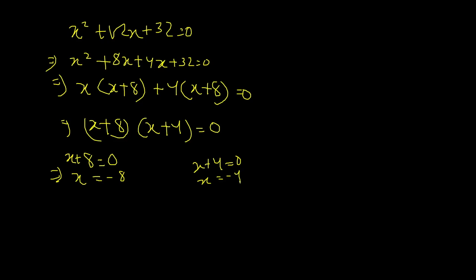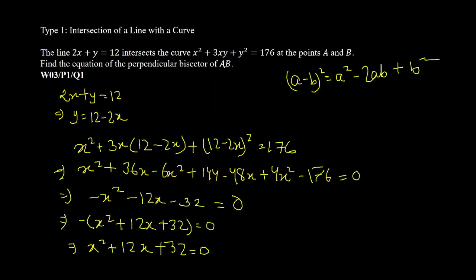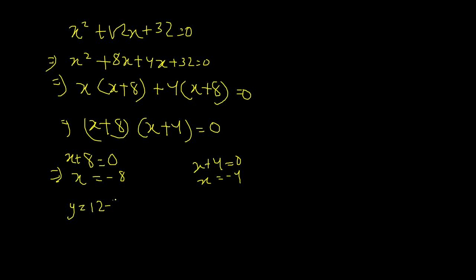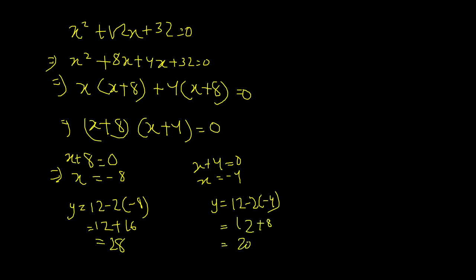and then to find the value of y in this case, because we need the coordinates of A and B, because it says here to find the perpendicular bisector of AB, which means that we have a certain line, the two intersection points will actually form a line, and we have to find the perpendicular bisector's equation for that. So y equals 12 minus 2 times minus 8, y equals 12 minus 2 times minus 4. So then we have y equals 12 plus 16, which is 28, or 12 plus 8, which is 20. So let's say A is equal to (minus 8, 28) and B equals (minus 4, 20).